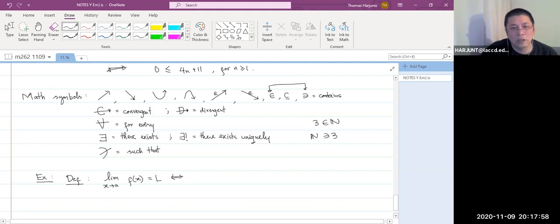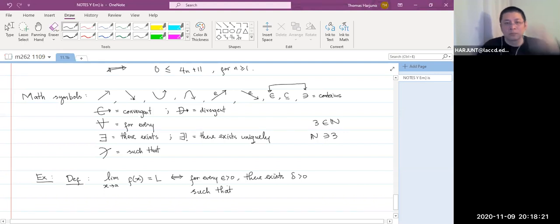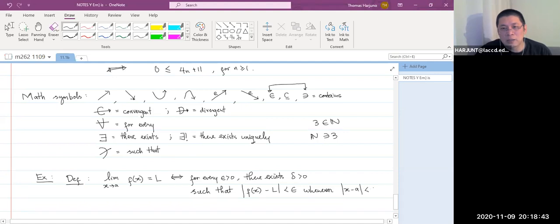if and only if for every epsilon positive there exists delta positive such that the magnitude, or the distance, of f(x) from L is less than epsilon whenever the distance of x from a is less than delta.